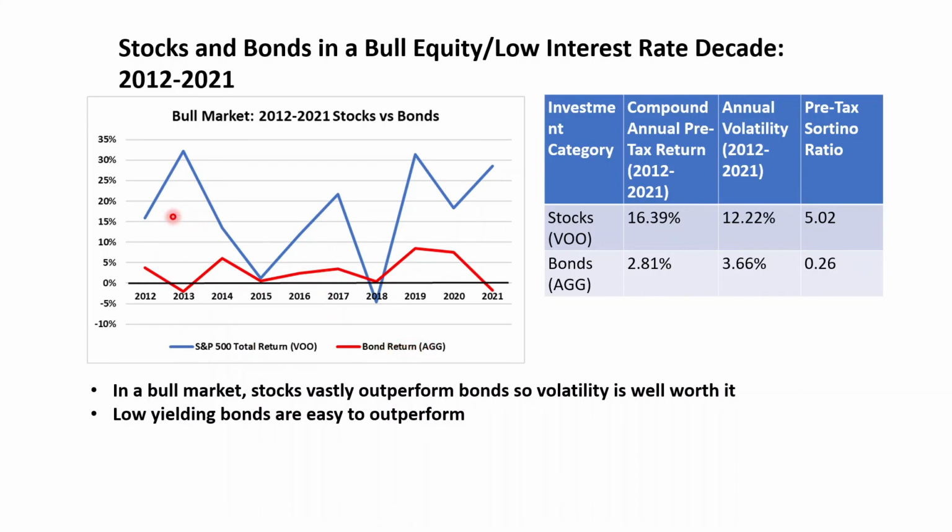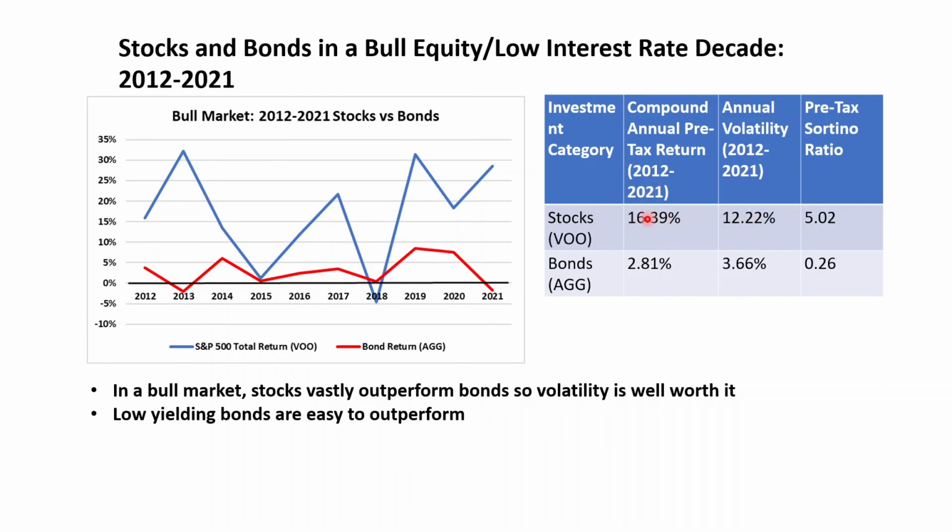So the first thing we're seeing is that stocks from 2012 to 2021 barely have any negative years. It's really just 2018 where it did negative. It was slightly negative. So it's a huge bull run. So if you were invested in stocks, you did really, really well over this period. And this is reflected in these metrics over here.